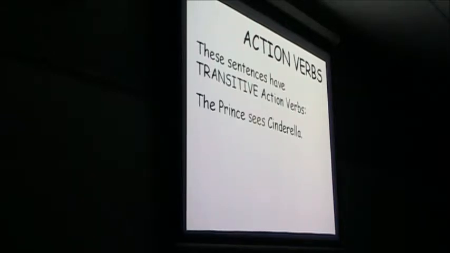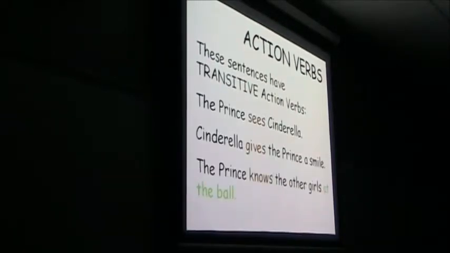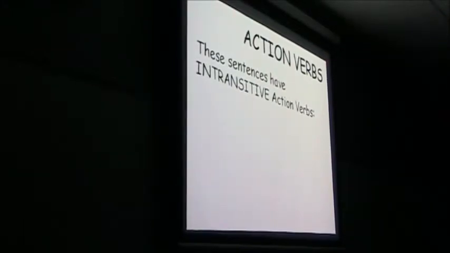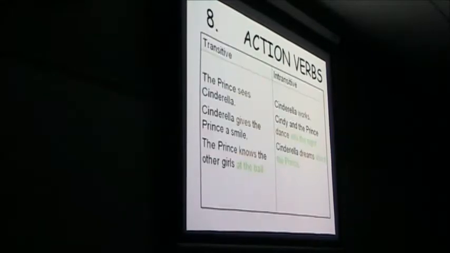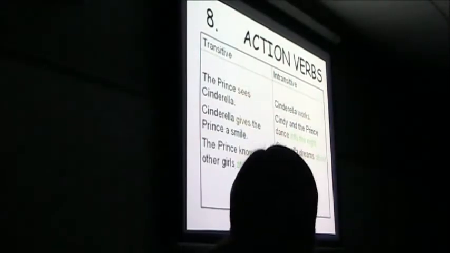Watch this. The prince sees Cinderella. Cinderella gives the prince a smile. The prince knows the other girls at the ball. These sentences have something called intransitive verbs. Cinderella works. Cindy and the prince dance into the night. Cinderella dreams about the prince. I wonder what the difference is. Take a look at these sentences and see if you can see the difference.